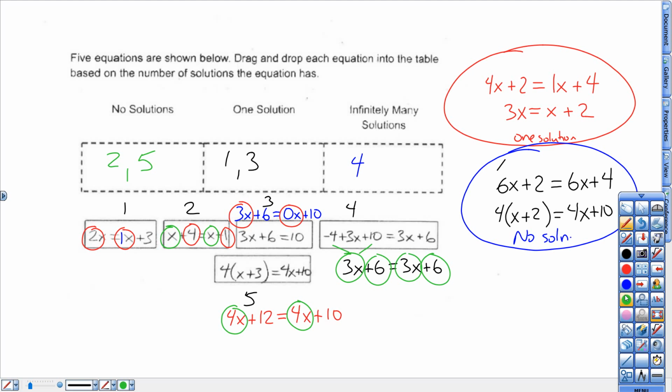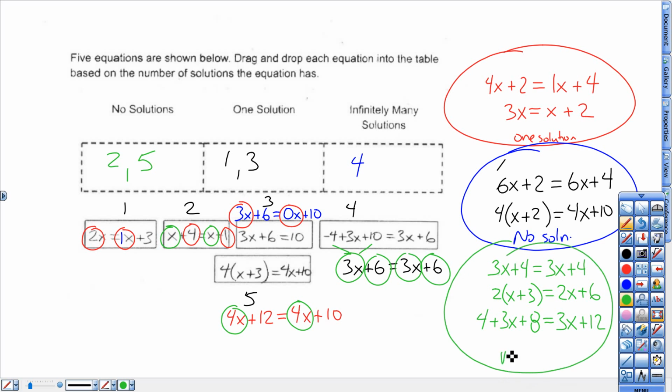And of course, the many solution is when you have everything exactly the same, whether they give it to you straight up the same, or if you have to distribute it like this one to then see that it's exactly the same, or maybe even this one that you got to combine like terms for you to see if it's exactly the same. But again, if it's the same in every way, like that combination, that is a many solution, or infinite. That's a fancy word. Infinite solutions.